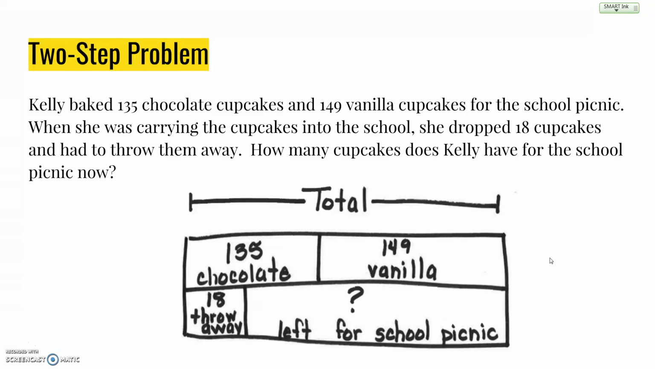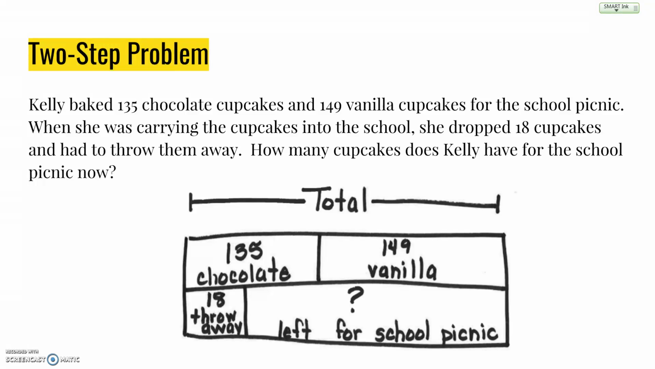Here's another 2-step problem. Kelly baked 135 chocolate cupcakes and 149 vanilla cupcakes for the school picnic. When she was carrying the cupcakes into the school, she dropped 18 cupcakes and had to throw them away. How many cupcakes does Kelly have for the school picnic now?